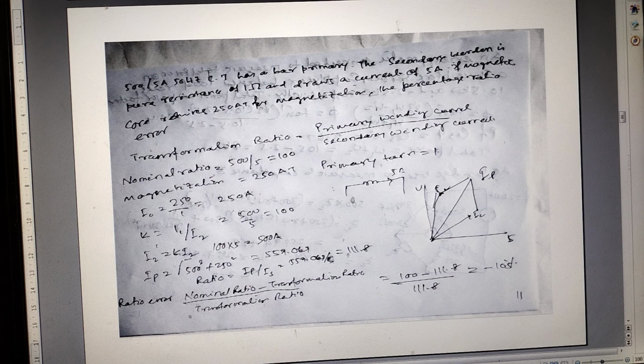Here, the frequency has a bar primary. The transfer ratio is the ratio of primary winding current to secondary winding current. The ratio is the nominal transfer ratio, the transformation ratio.